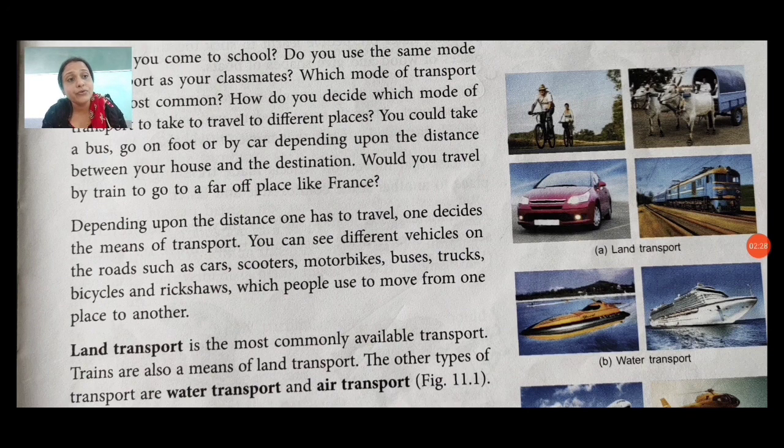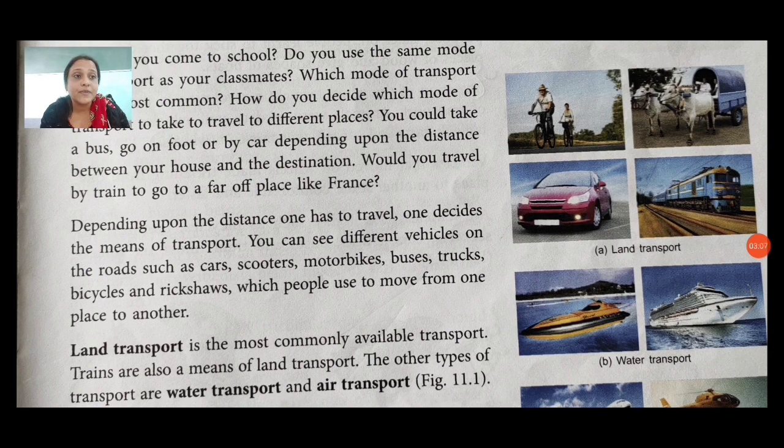But if I want to go from one city to another city, then I use some type of vehicle, because the distance between two cities is more compared to houses. So according to the distance I want to cover, I use a vehicle. We have land transport. Land transport is the most commonly available transport. You can also see it in the picture.